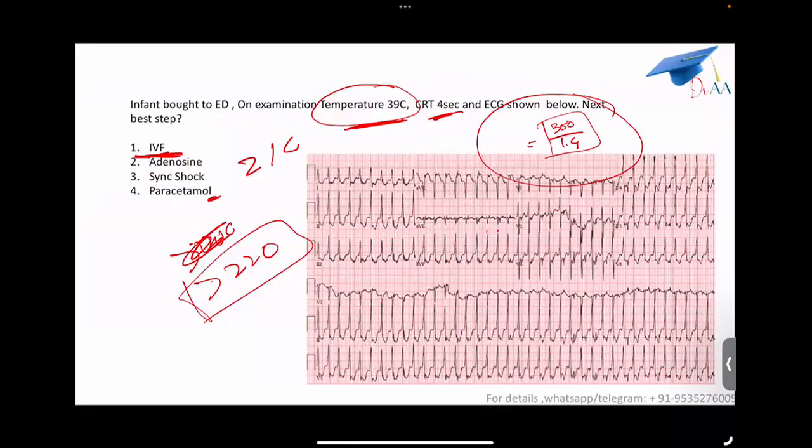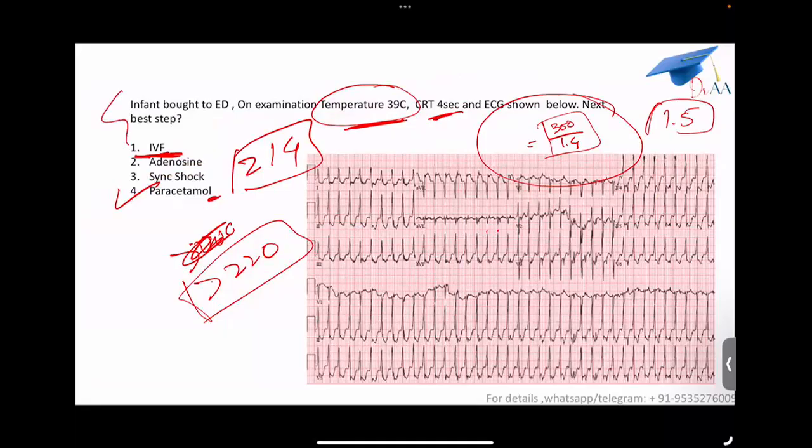214. So 214 we'll still consider as sinus tachycardia, and then we can choose paracetamol. It's not more than 220. So the ECG will be a little bit more obvious. Either it will be 1.5 large boxes, so it will be a little bit more obvious and easier to calculate.